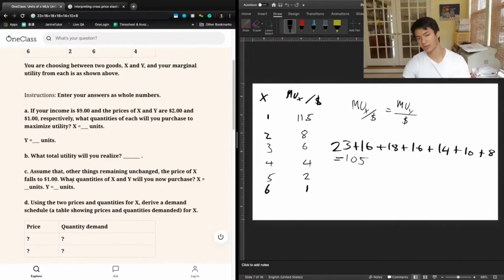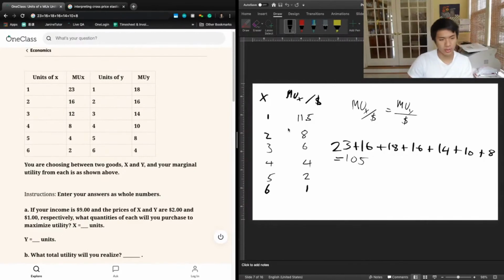Okay, let's take a look at question C. Assume that other things remain unchanged. The price of X falls to $1. What quantities of X and Y will you now purchase? So now we don't have to use the little table that I made, because the marginal utility of X divided by the price of X is just marginal utility divided by 1, the same way it is for marginal utility of Y. So we're again looking for a circumstance in which we have the same marginal utility for both goods, and we use up our full budget.